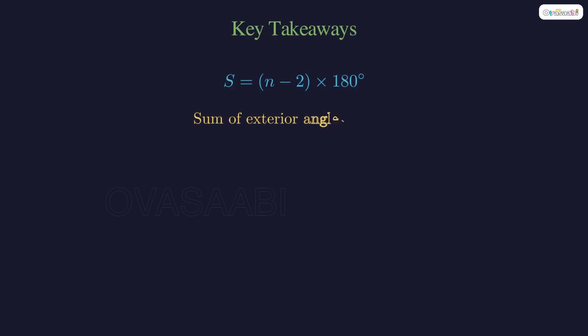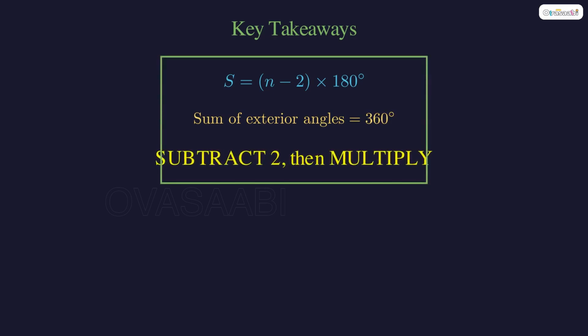Remember this, subtract 2, then multiply. Interior angles sum to (n-2) times 180, and all exterior angles of any convex polygon always add up to 360 degrees.